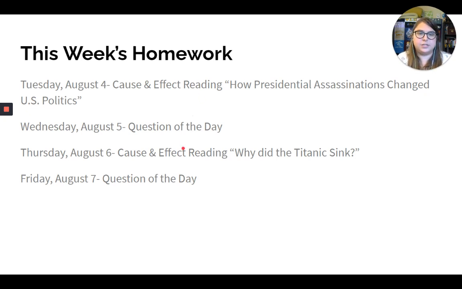On Thursday, we have another cause and effect reading. Why did the Titanic sink? So again, we're looking at cause and effect. And then on Friday, we have our last question of the day of the week. Remember that all of our assignments are due on Sunday, but those are just times for you. So you can finish these on your own time, but make sure that you are trying all the activities, okay?